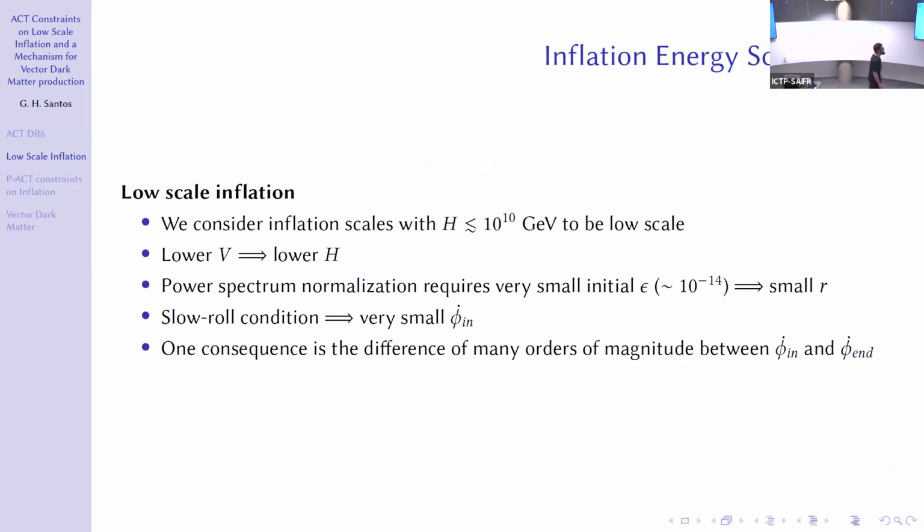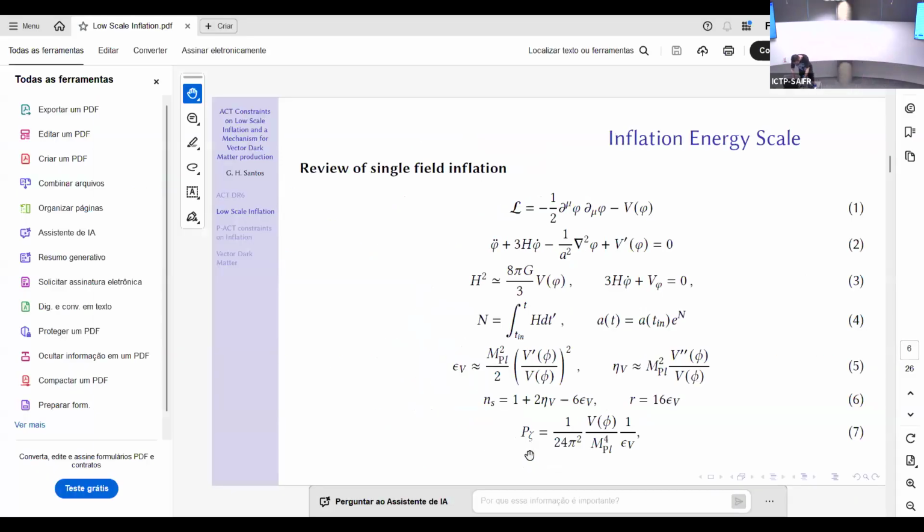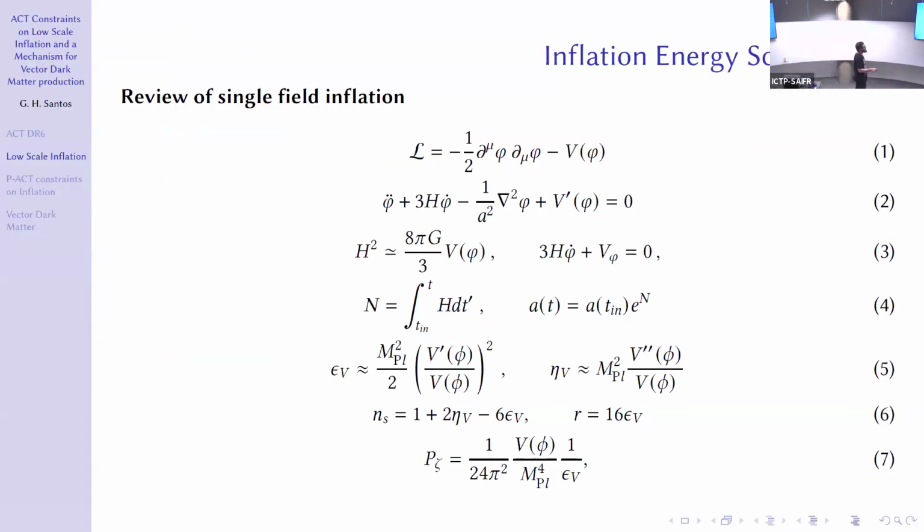So now let's talk about the energy scale of inflation. What do I mean by energy scale of inflation? Energy scale is the numerical value of the potential, whether it has lots of energy or lower energy. And this is related to the value of H using this equation here. So essentially they are proportional. So if H is large, inflation is high scale, and if H is low, inflation is low scale.